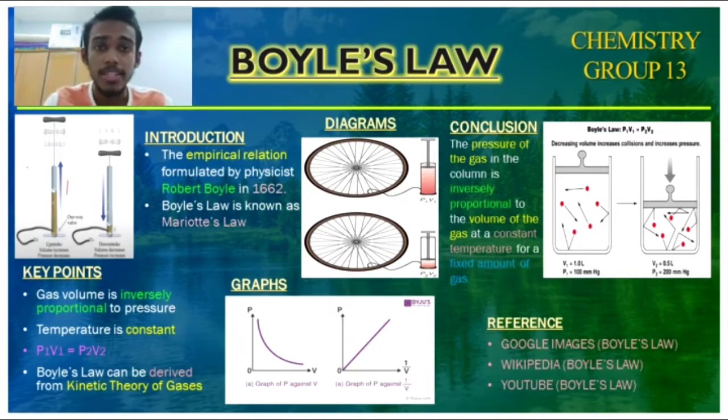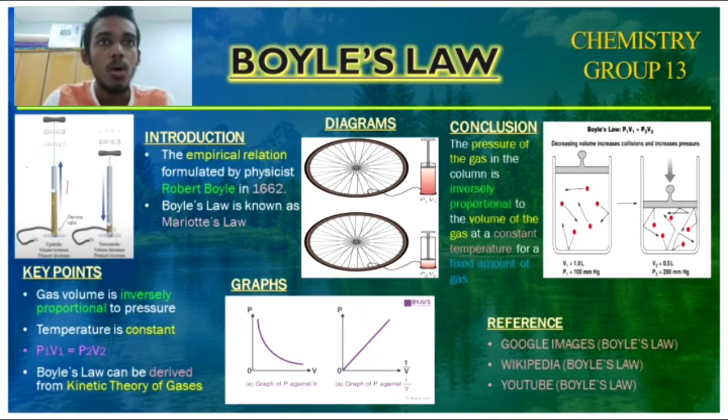Gas volume is inversely proportional to pressure. The formula for Boyle's law is P1 V1 equals P2 V2. Now, what can we derive from this formula? When pressure increases, volume decreases. When pressure decreases, volume increases. That's why it is stated as gas volume is inversely proportional to pressure. When one component increases, the other component will decrease.